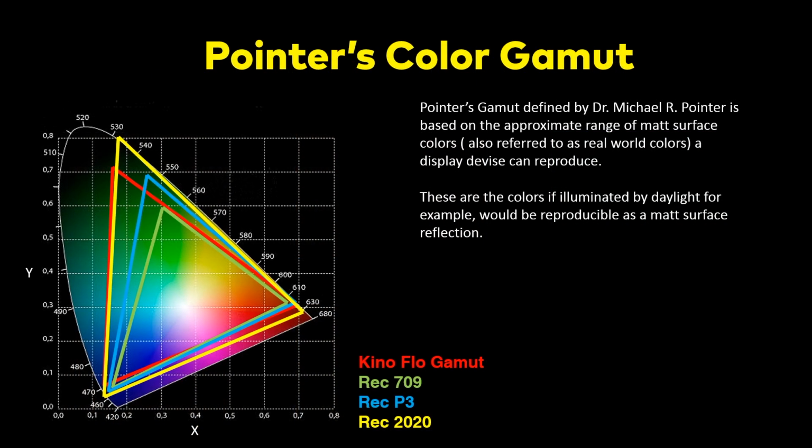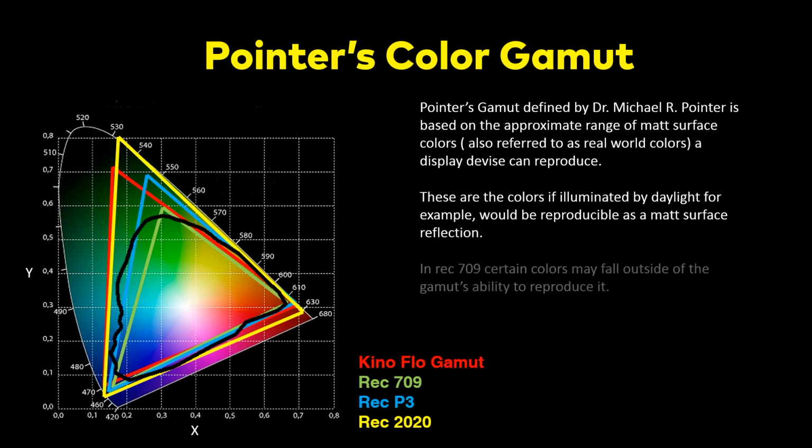So there was another interesting thing that I came across, and it's called Pointer's gamut. Now, these are the real-world colors that a display device will reproduce just with reflected white light. And to me, it was interesting. It doesn't necessarily follow any kind of triangle. It falls outside 709, but it's well within 2020.